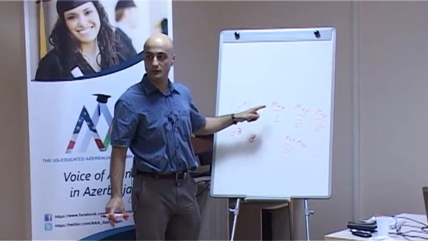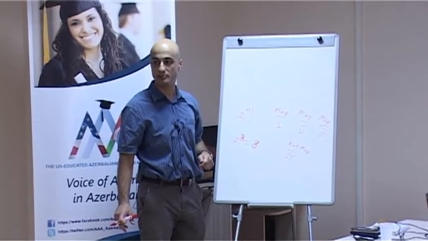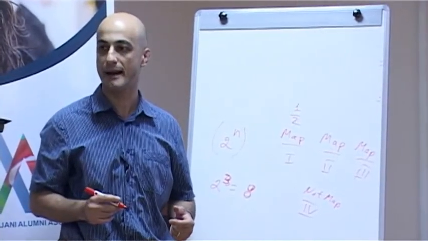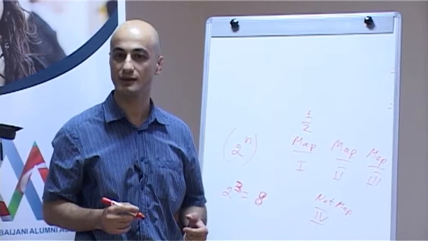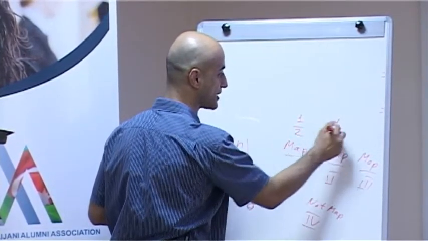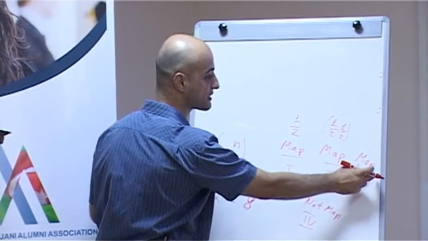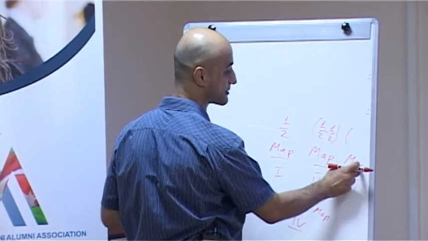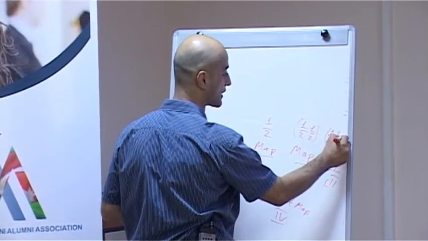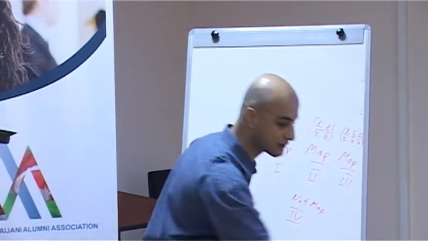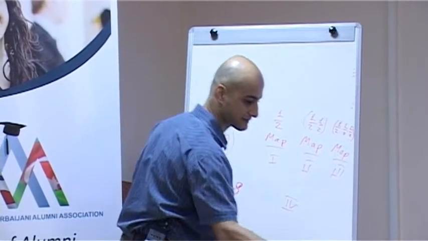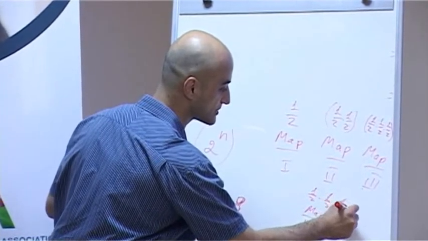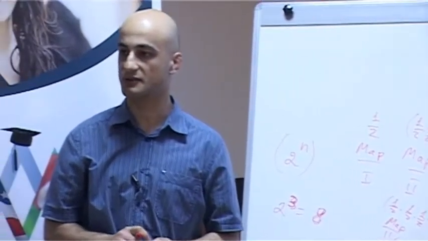What is the probability that it will land on map the first time? It's 1 out of 2, no? What is the probability that on 2 of them you will have map? 1 out of 4. So it's 1 over 2 times 1 over 2. What is the probability that on the third one it will still be map? 1 out of 8. It's this probability times the probability of that. So 1 out of 2 times 1 out of 2 times 1 out of 2. What is the probability that on the fourth one it will still be map? It's 1 out of 2 times 1 out of 2 times 1 out of 2 times 1 out of 2. Okay? These are the probabilities.